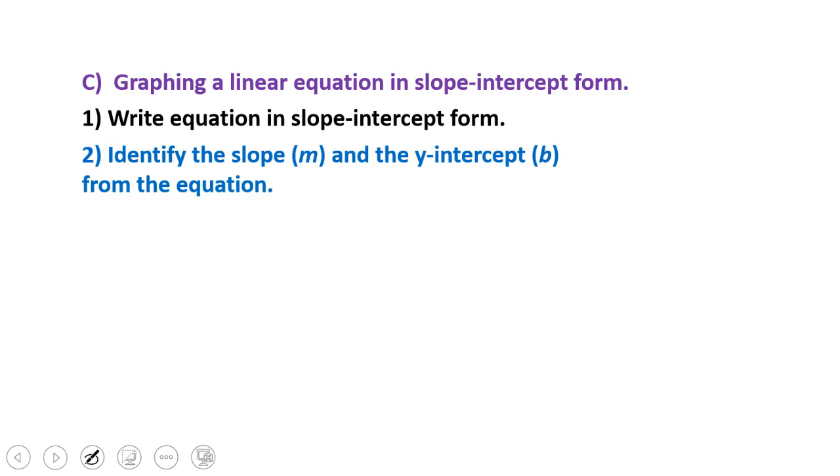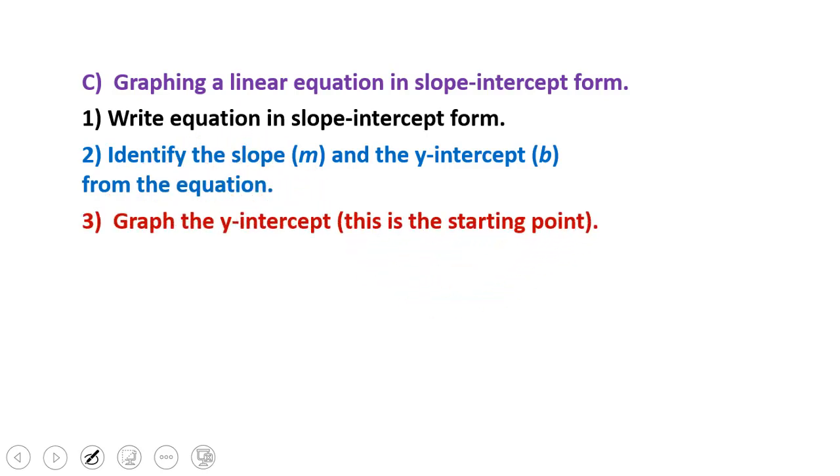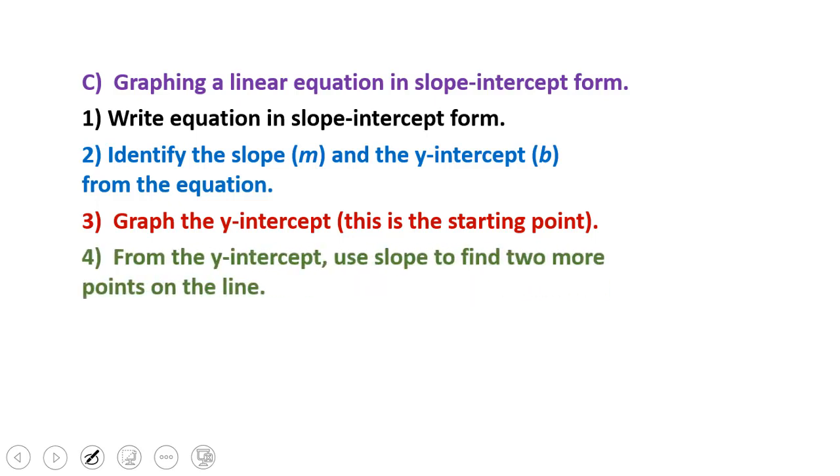And then, just like we've been doing in the last couple videos, we are going to identify the slope and the y-intercept from that equation. Next, we graph the y-intercept. This is the starting point. You'll understand that as we go. Next, from that starting point, we're going to use the slope to find 2 more points to draw our line through. And lastly, we draw the line.